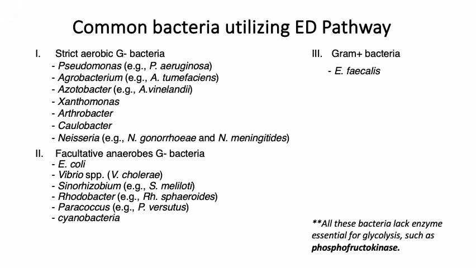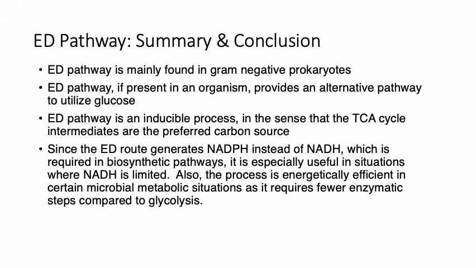That's why they use the ED pathway instead. Now, to summarize, the ED pathway is mainly found in gram-negative prokaryotes. Your ED pathway also is present in an organism which provides an alternative pathway to utilize glucose. Also, please take note that the ED pathway is an inducible process, in the sense that the TCA cycle intermediates are the preferred carbon source in your bacteria.